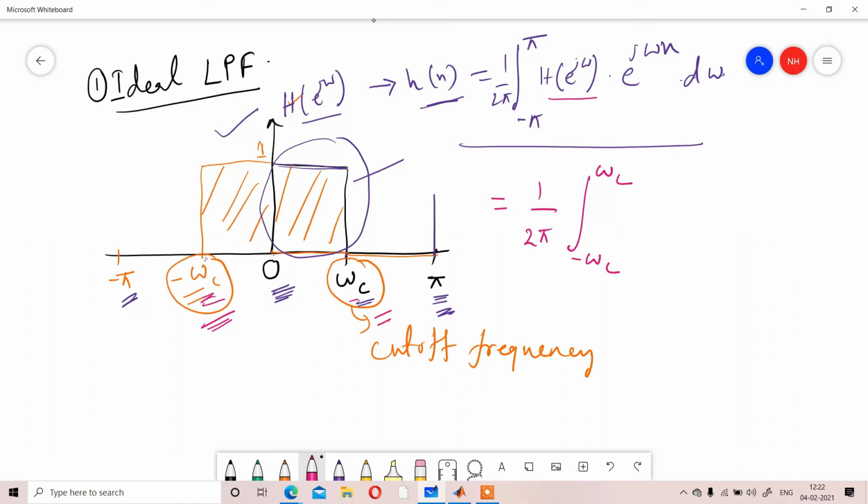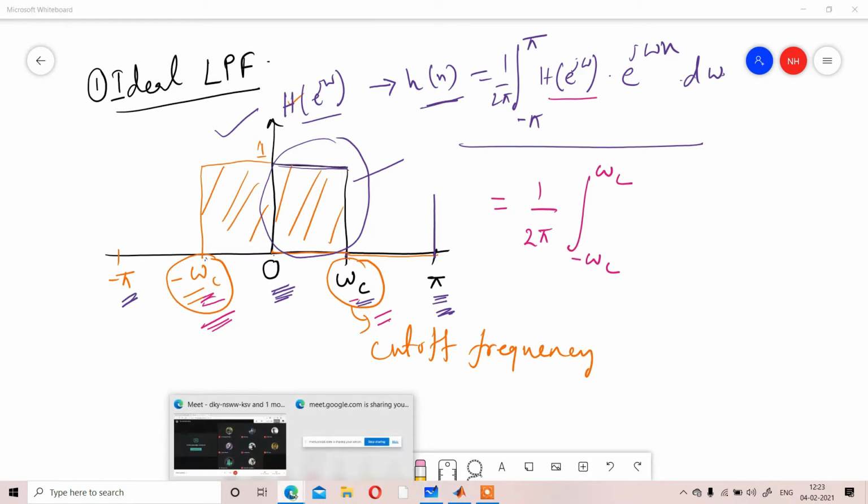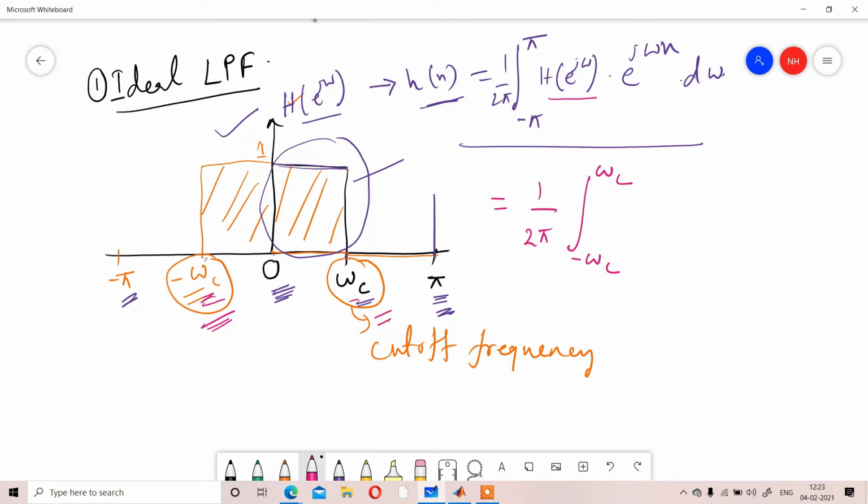Between minus omega c to omega c, what is the value of H? Am I audible to all of you? Yes sir. Just answer me. For minus omega c to omega c, what is the value of H? 1, no? Yes sir, it will be 1.